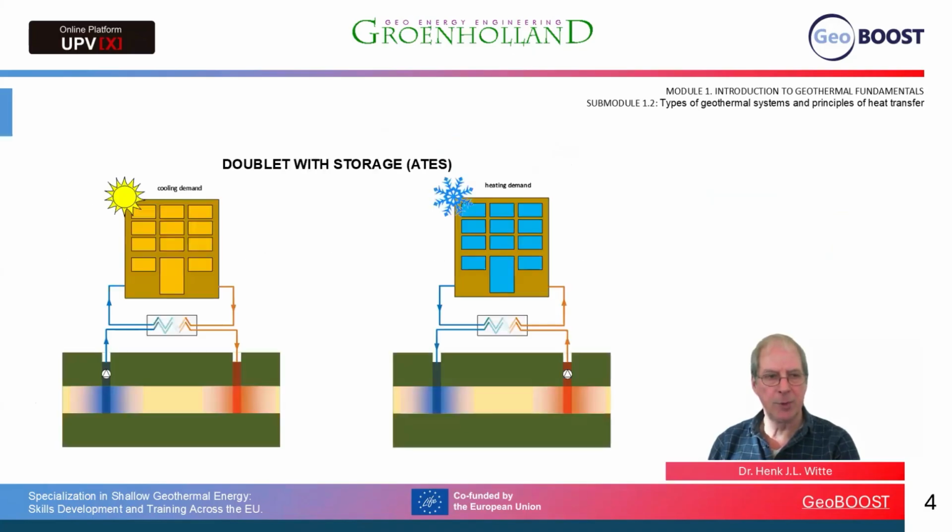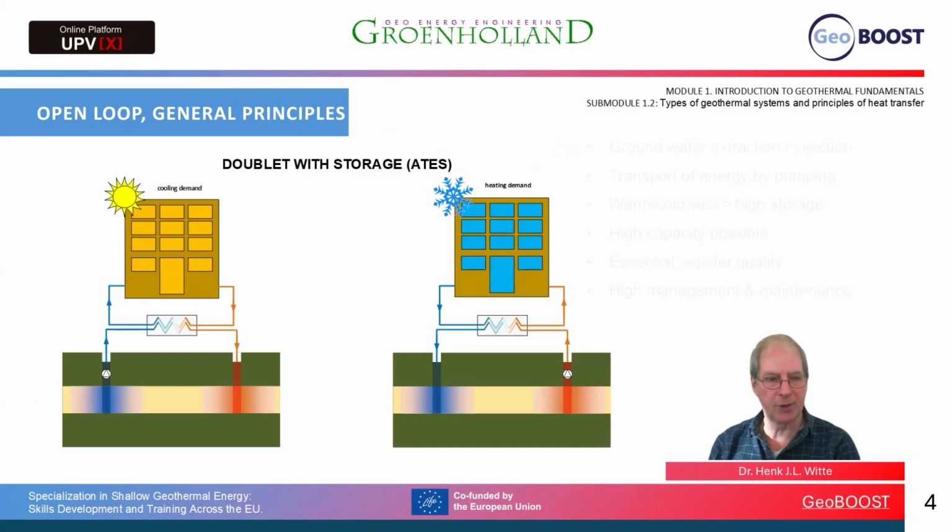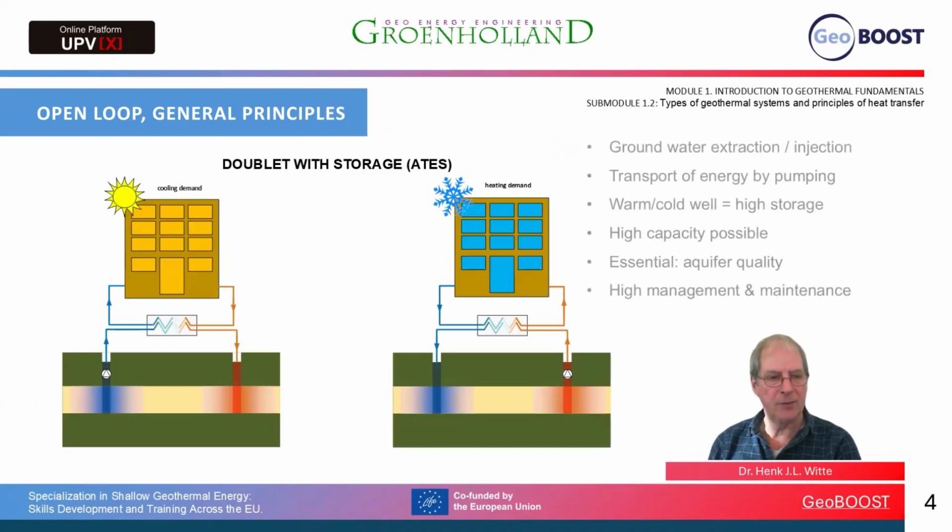To start with open-loop systems, the general principles are that we extract groundwater from a groundwater well, and usually through a plate heat exchanger, we can exchange thermal energy with the building system, which usually consists of a heat pump and can also use passive cooling, of course.